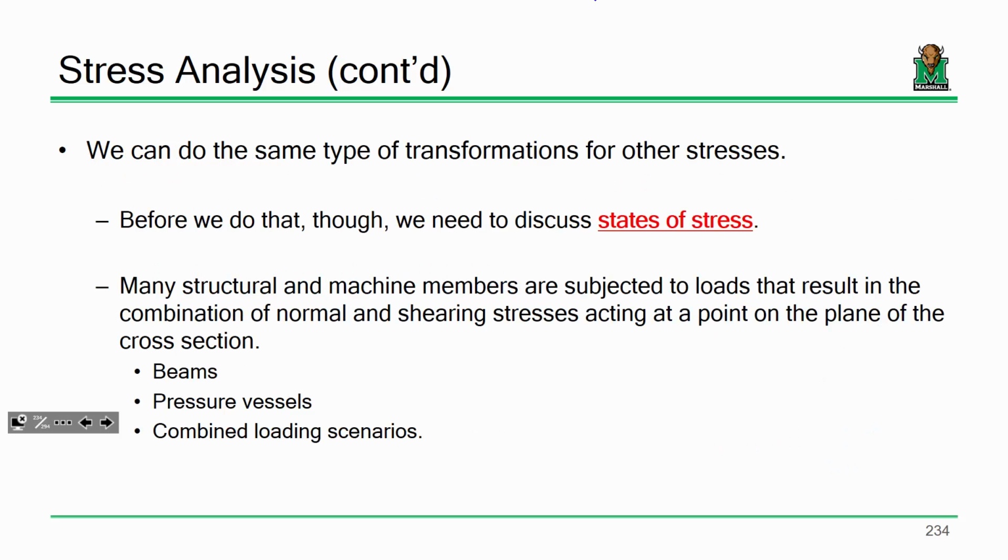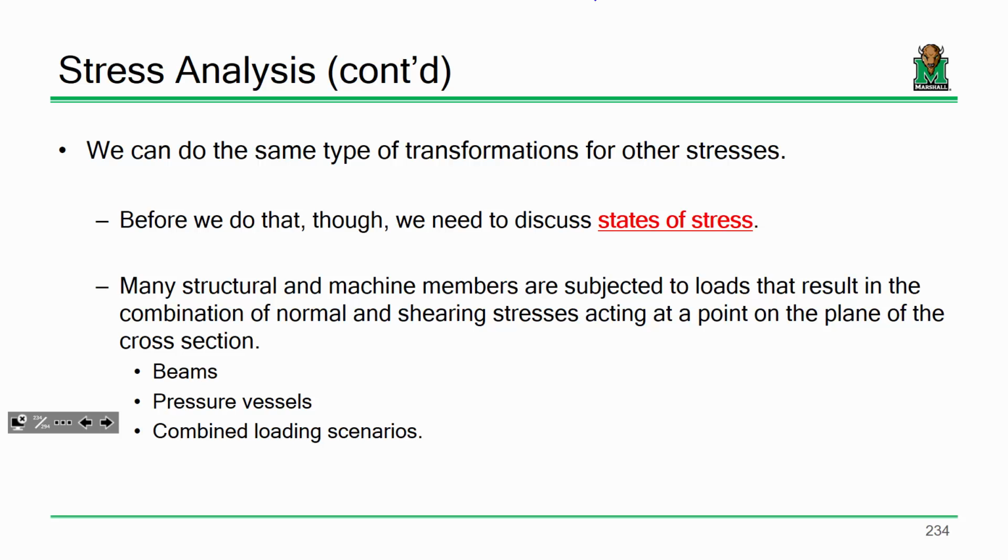All right. So that's only for one stress, for a sigma sub x. What if we've got multiple stresses going on? So we need to discuss states of stress. In other words, situations where we've got multiple stresses going on at the same time. We've actually already dealt with stuff like this before. Let's go back and take beams, for example.